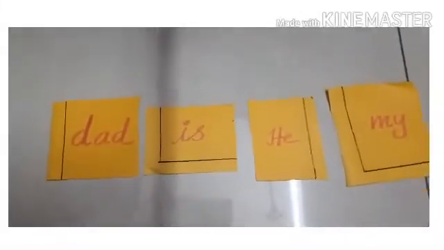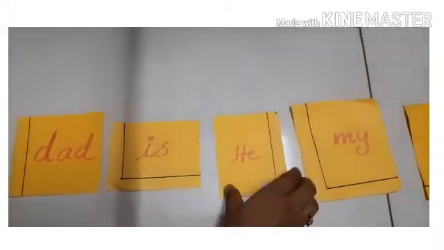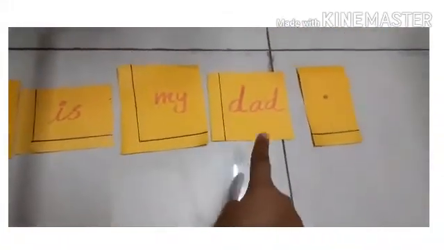Look at the next set of words. Dad, is, He, my. Then full stop. Is this okay? No. Which word is starting with a capital letter? Yes, of course that is He. So we can make it first. Then what? He is, he is my, then dad. He is my dad. And finally full stop. Now this is okay. Now we can read the sentence. He is my dad.